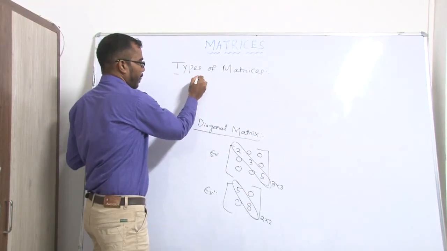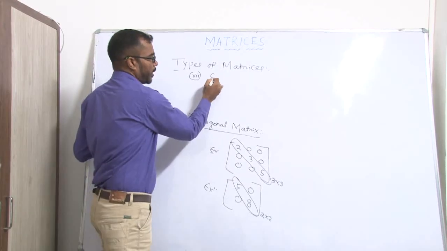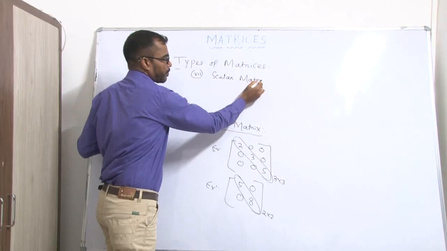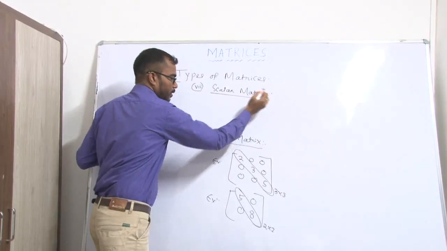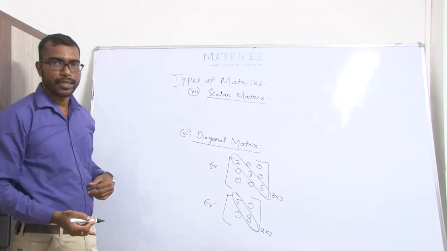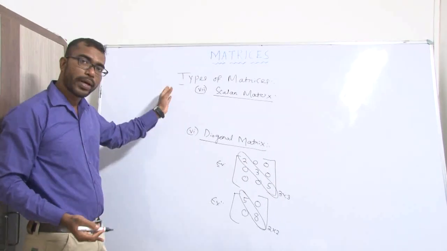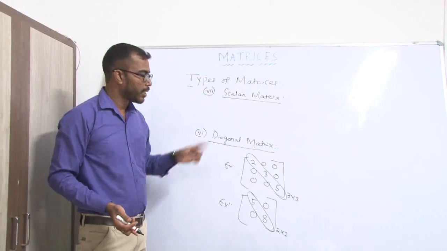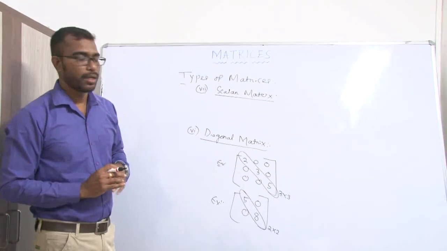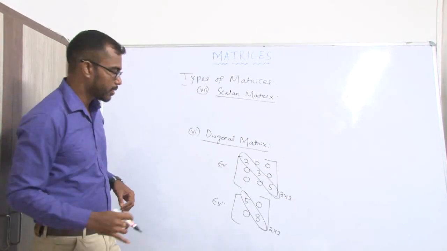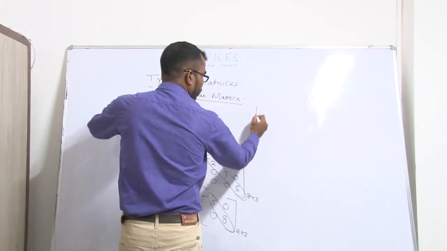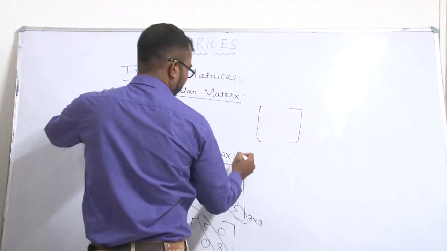Next, seventh type, scalar matrix. A diagonal matrix is said to be a scalar matrix, or we can say a square matrix is said to be a scalar matrix if its diagonal elements are equal. So it is a scalar matrix. First of all, we take examples to understand clearly.